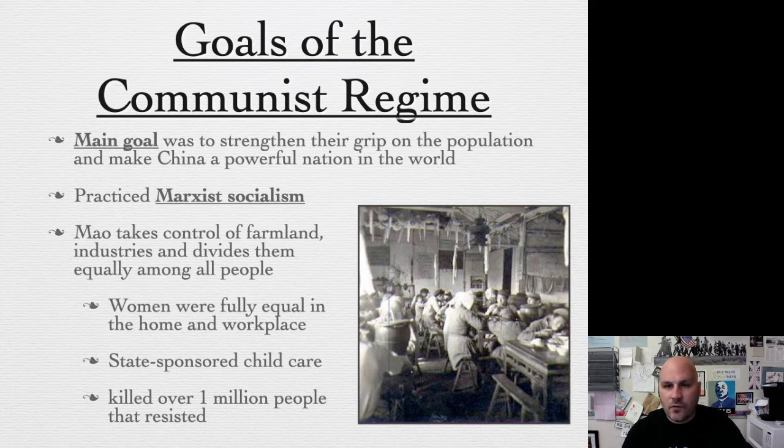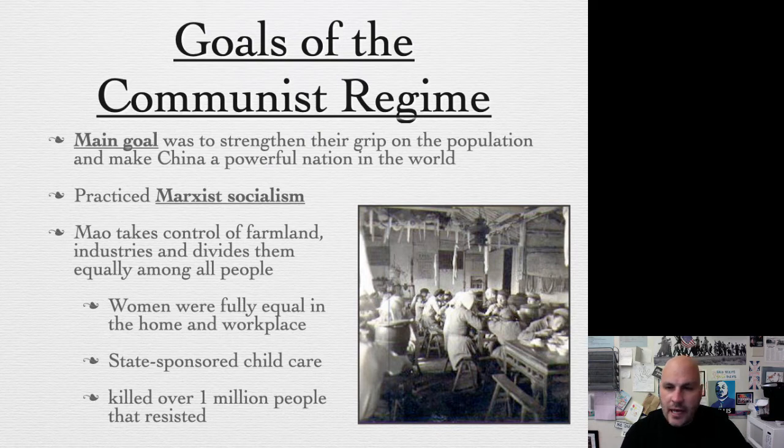And so we want to write down the term Marxist Socialism as well. And again, Marxist socialism is the idea. This socialism idea is about providing equality for all. And the reality is equality for all is not really truly possible. You can't give everybody the same amount of farmland. You can't give everybody the same amount of opportunity to work.